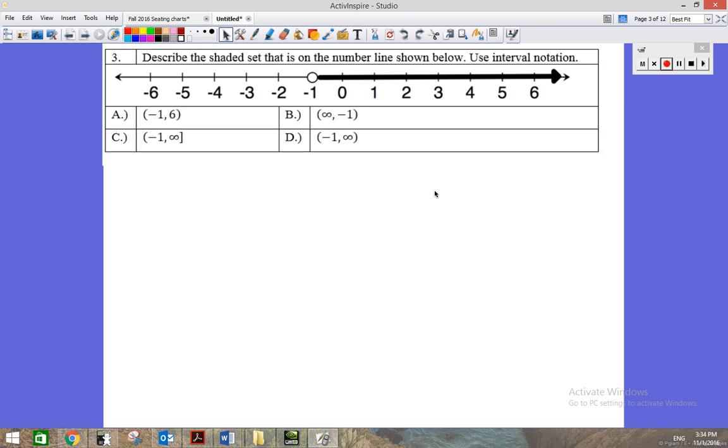So here I'm interested in the set of all real numbers that are strictly bigger than -1. So my smallest value here is -1, but I'm not including it in the set, so it's a parenthesis. I have my arrow shaded. Don't confuse it with the number 6. I never have a bracket around infinities. So this is what I'm looking for among the choices, and I see that in choice D.